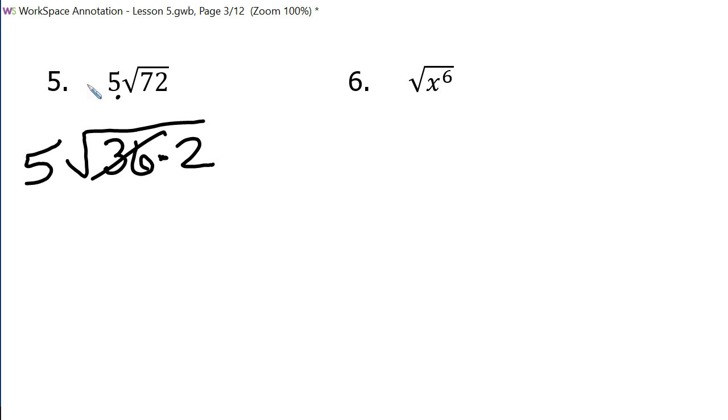Now when you write your final answer, these outside numbers get multiplied. So what is 5 times 6? So this would be 30 square root of 2.